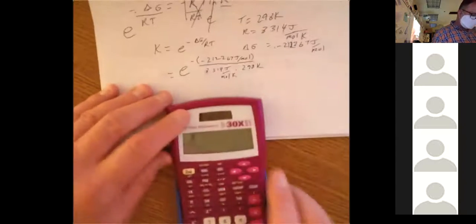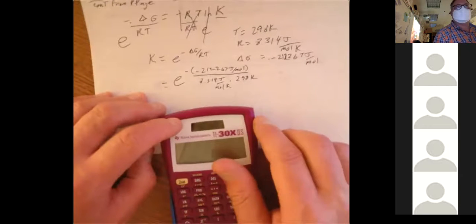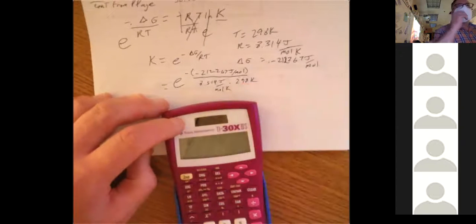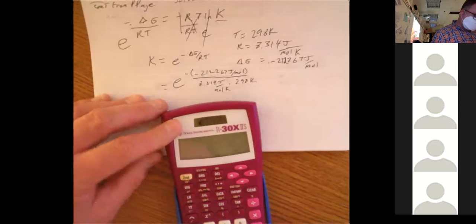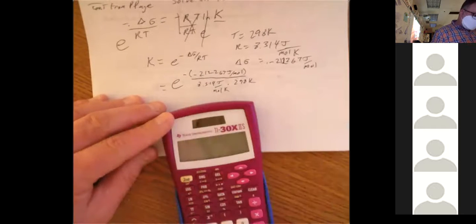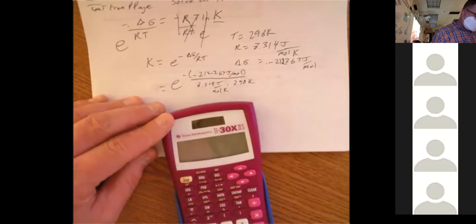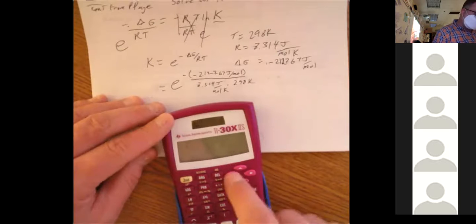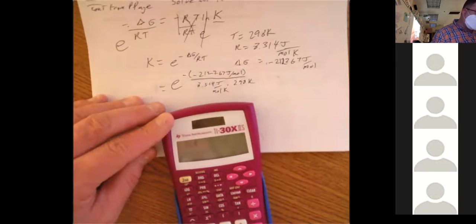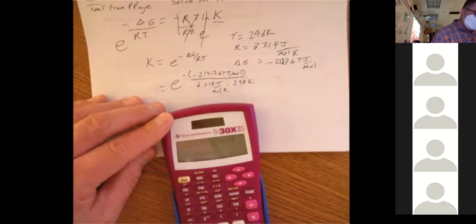K has pretty special units. Usually we don't bother with them. But if you recall, whenever we were determining rates of reaction, it depended on the order. So let's go ahead. Actually, let's just get rid of the negative right away. 212267 divided by 8.314 divided by 298. It gives us that.